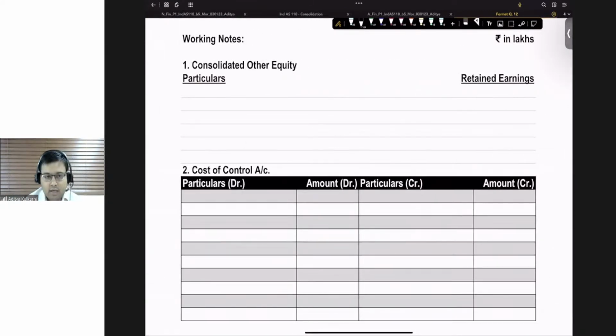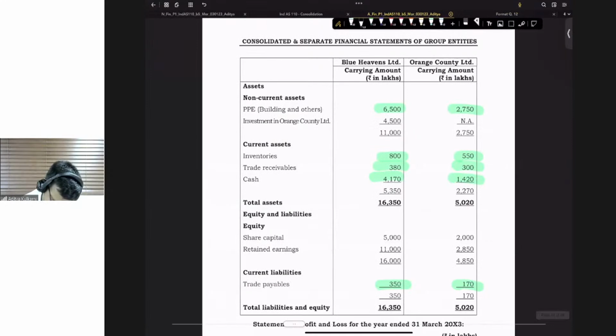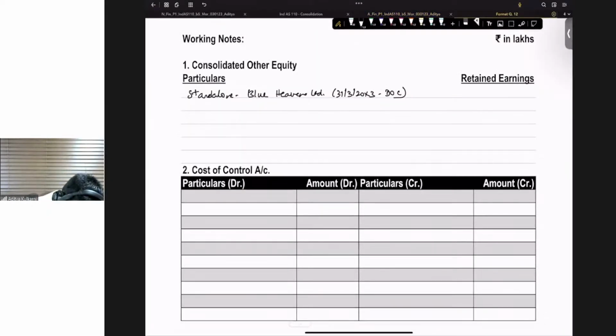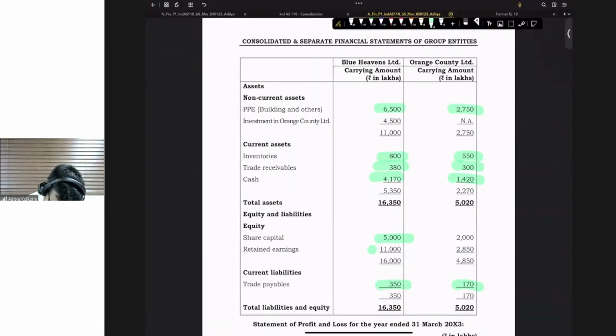So working note 1, consolidated other equity. You can write here standalone. This is of the parent. To this you will be adding the post-acquisition profits of Blue Heavens Limited as on 31st March 20x3, which is your date of consolidation. What is the balance in that retained earnings? 11,000. Like this, you should be having it for all the items of reserves or other equity. So that takes care of 5,000. That takes care of retained earnings.